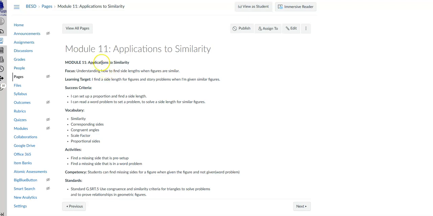All right, finishing up module 11, we're on day 2. Again, our learning target is to find side lengths of those figures and story problems. So our day 2 criteria is to be able to read a story problem to set up a problem and then solve for a side length. So we're going to use what we did in day 1 within story problems is what we're looking at today.